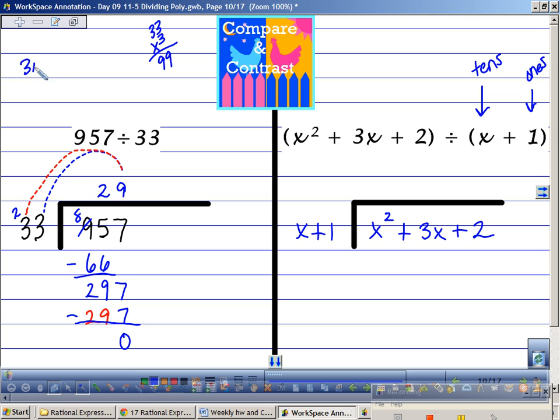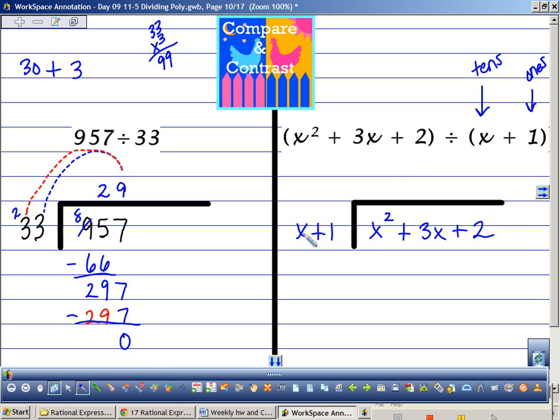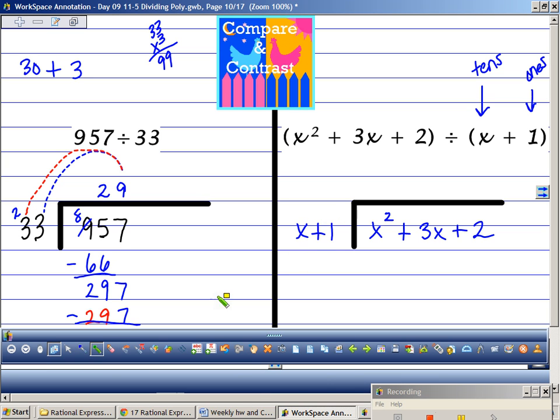Isn't 33 30 plus 3? So isn't it x plus 1? Couldn't I write it just like I write that? Let's go with it and let's see what happens. Okay. So, what did I do over here? What did I cover up? Didn't I cover up everything else?